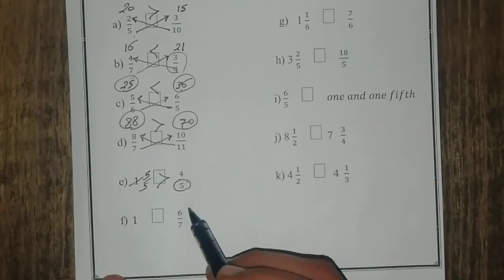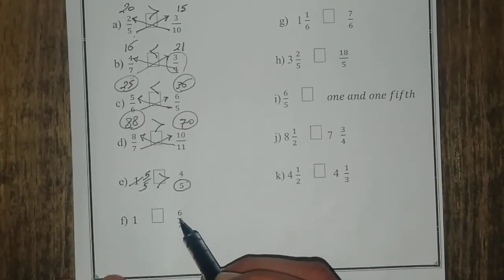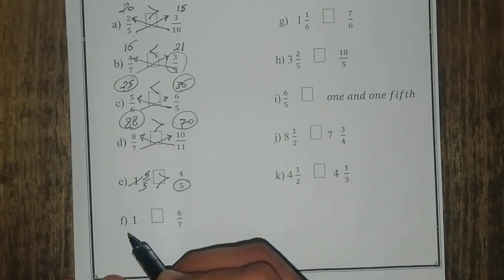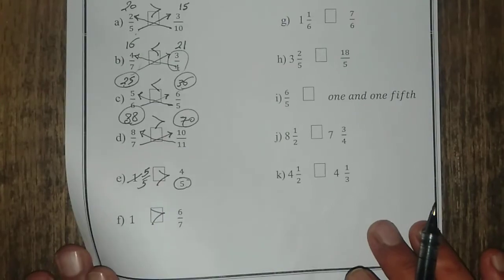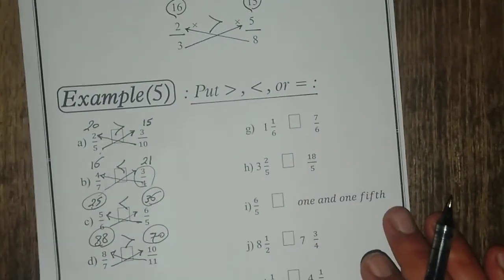1 or 6 over 7. 6 over 7 is a proper fraction. 1 is greater than any proper fraction. It is another method to do it mentally.